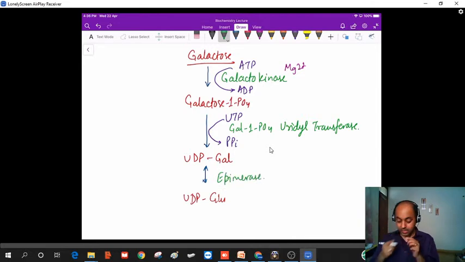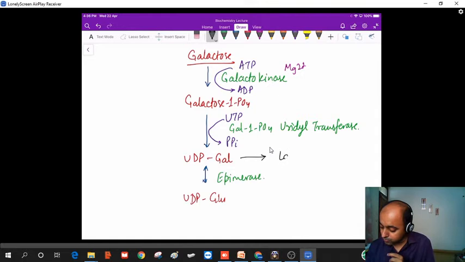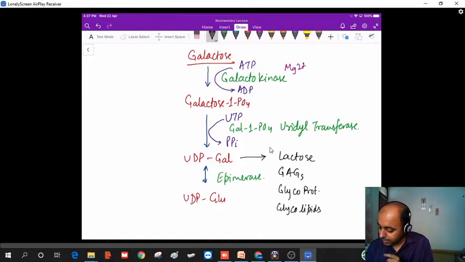So these are the three reactions unique to the metabolism of galactose. From here, several things can happen. The UDP galactose can go to the formation of lactose. It can participate in the synthesis of glycosaminoglycans, glycoproteins, and glycolipids. The GAGs can give rise to the proteoglycans.